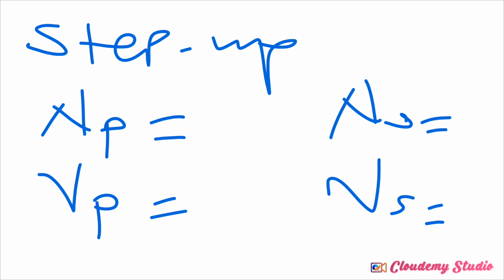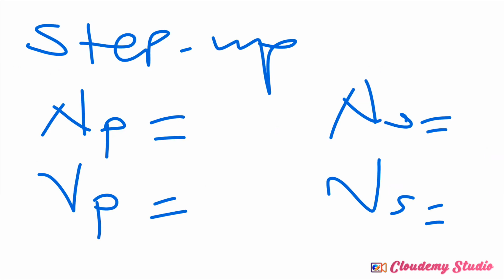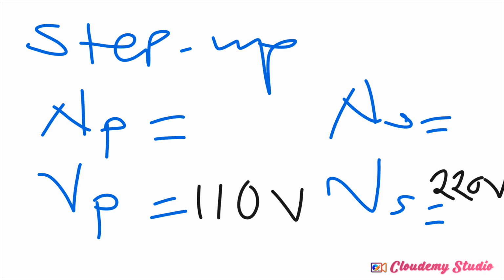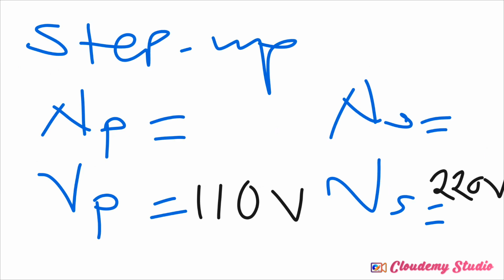So from the statement, we've already been told that the voltage in the primary coil is 110 volts, and the voltage in the secondary coil is 220 volts. Then they're saying the primary coil dissipates a power of 1.1 kilowatts, and the transformer has an efficiency of 100%. So this statement will help us to solve.